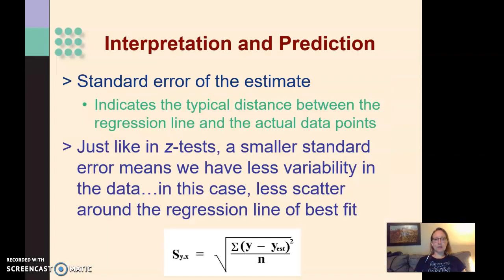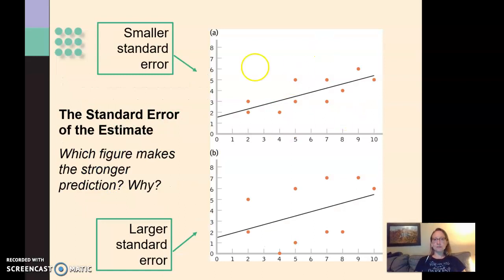And then if we have a weaker relationship or no relationship, you'll see a bigger cloud of dots around that fit line. So one of the other things we can look at is the standard error of the estimate, which tells us the typical distance from each person to that average line of fit across everybody. And just like we looked at in z-tests, a smaller standard error, which is a kind of deviation, means we have less variability in that data. In other words, in this case, less scatter around our line of fit.